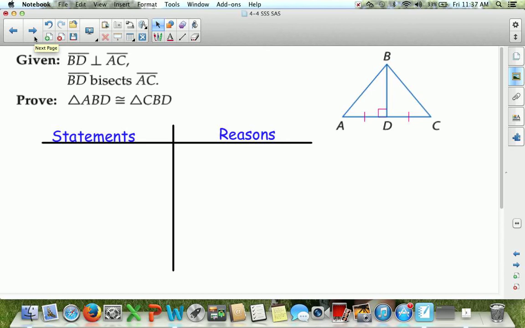So here's our first proof. We have BD is perpendicular to AC and BD bisects AC. We're going to try and prove that these triangles are congruent to one another.